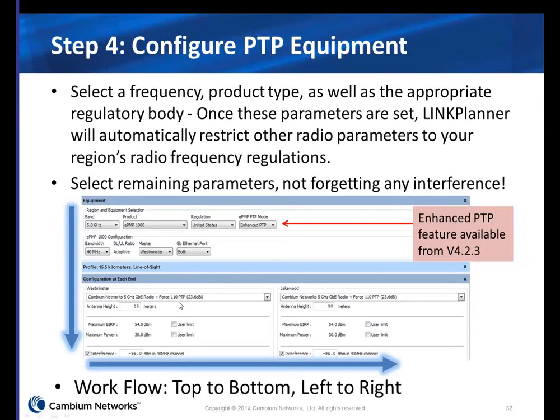We're using the Force 110 PTP antenna system for both ends of the link. If you know that you have localized interference in your band, don't forget that you can add in the interference in here, and it will take account of that in terms of your throughput calculations and background analysis.